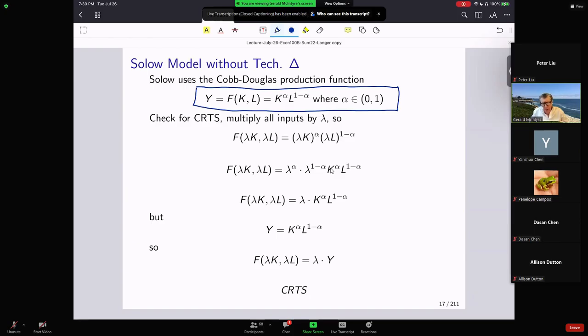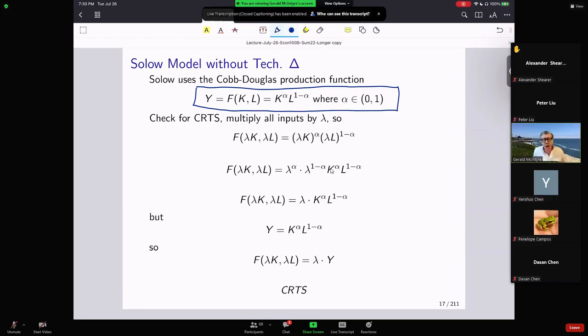On Thursday, we'll end the lecture here. On Thursday, we'll talk about marginal productivity and diminishing marginal product. That topic will continue on Thursday, and then we'll build the Solow growth model on the rest of Thursday.